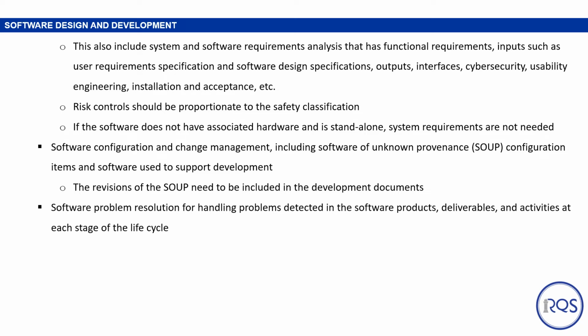The development plan should also include software configuration and change management, including software of unknown provenance, also known as SOUP configuration items, as well as software used to support in development. The revisions of the SOUP need to be included in the developmental documents. The development plan lastly should include software problem resolution for handling problems detected in the software products, deliverables, and activities at each stage of the lifecycle.